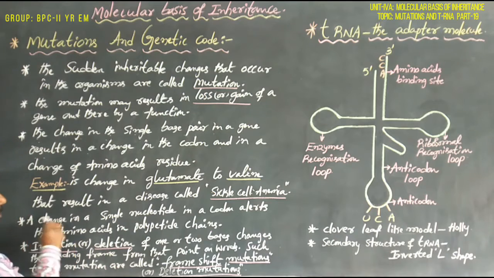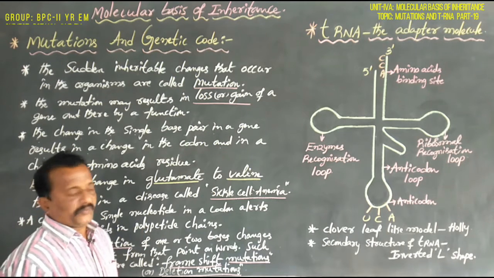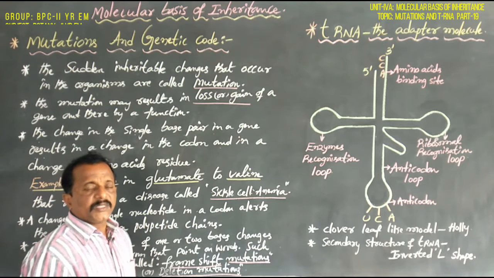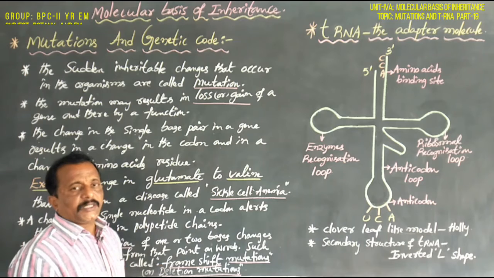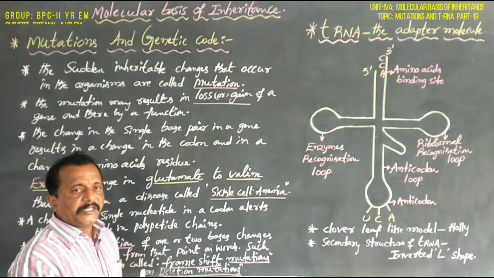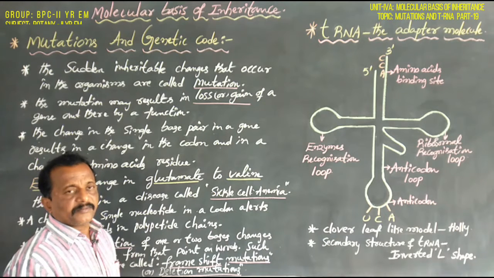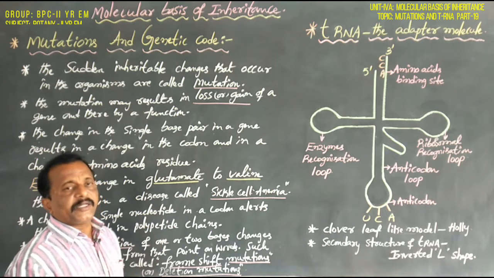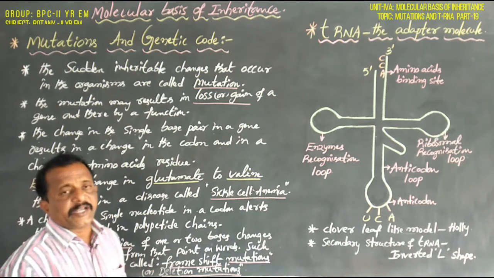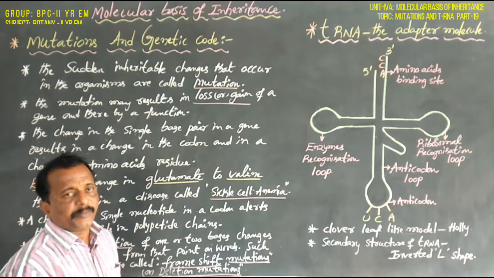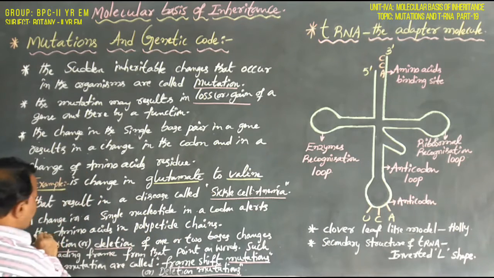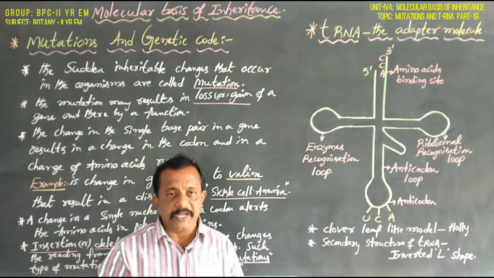Next, a change in a single nucleotide in a codon. For example, in the starting codon AUG, if one nucleotide is changed, say A replaced by T, it can cause internal diseases. A change in a single nucleotide in a codon alters the amino acids in the polypeptide chain.